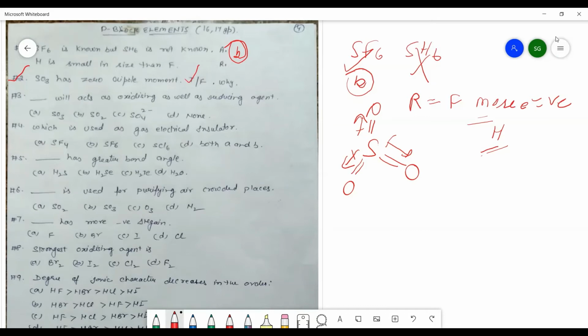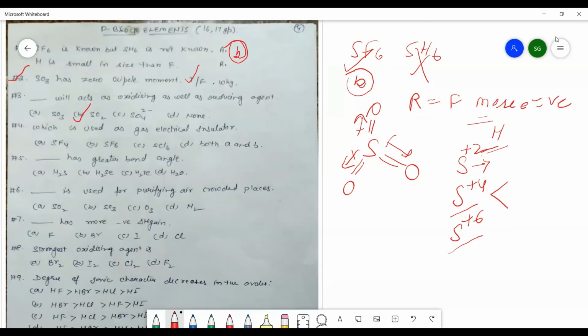Question number 3. Which will act as an oxidizing agent as well as a reducing agent? That you have done in group 16 elements. Sulfur in +2 oxidation state will behave like a reducing agent only. Sulfur in +4 oxidation state will behave as reducing as well as oxidizing, but sulfur in +6 will always show oxidizing behavior. So in all these cases, you have to find the oxidation state of sulfur. The oxidation state of sulfur comes out to be +4 in the case of SO2, so we can say that SO2 acts as an oxidizing as well as a reducing agent.